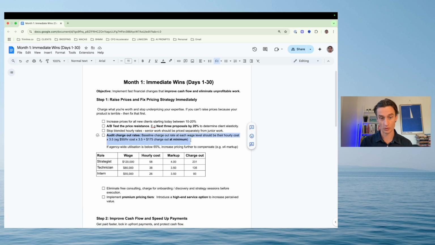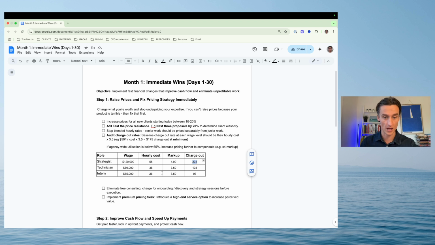The next one I do is audit charge out rates. So this little table shows you some simple math with a spreadsheet that I run for people, but basically, this illustrates my point exactly, right? A strategist on 120K, their hourly cost is roughly $58, including super. Their markup, I would prefer at least 4. Often agencies are less than this, but their minimum markup on that hourly cost should be times 4, times 3.5 ideally, which means you should not be charging them out less than $231.